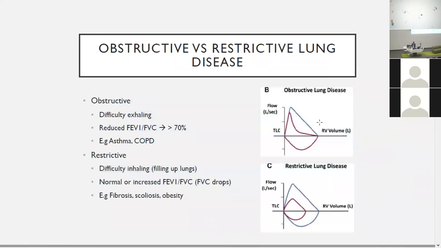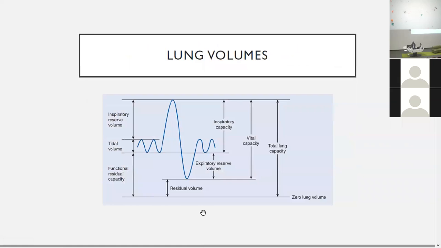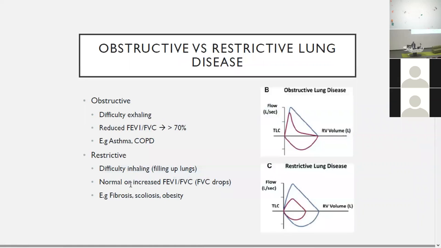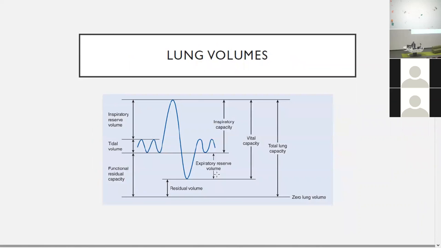You could get a question where they just show you this picture and ask you to figure out whether it's obstructive or restrictive. The reason why FEV1/FVC may increase in restrictive disease is because your FVC decreases, because your lung is not very compliant and can't fill as much as it used to. And these are your lung volumes. A capacity is a combination of two volumes, and the others are just volumes. Just know those two.